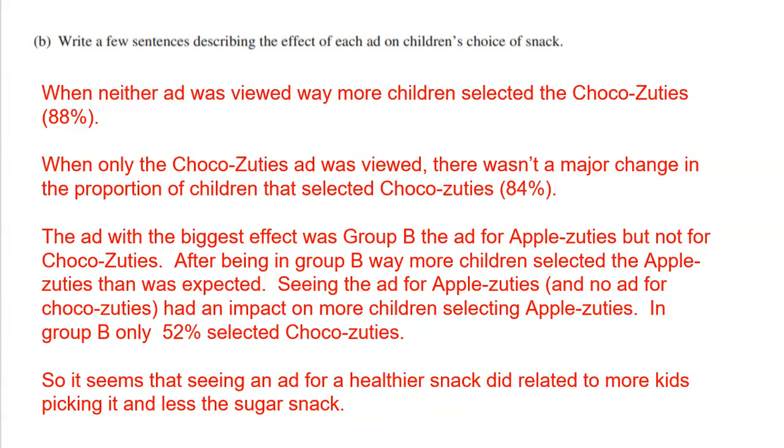But here's where we saw the biggest effect: Group B. This was the Apple Zooties ad only. After being in Group B, we saw a significant decrease in the amount of kids that chose Cocoa Zooties. Only 52% chose the Cocoa Zooties. The remaining 48% chose the Apple Zooties. So it does seem that seeing the ad for a healthier snack did relate to the kids and made them connect with it more, and it caused them to be less likely to pick that sugary snack, the Cocoa Zooties, and go with the Apple snack.